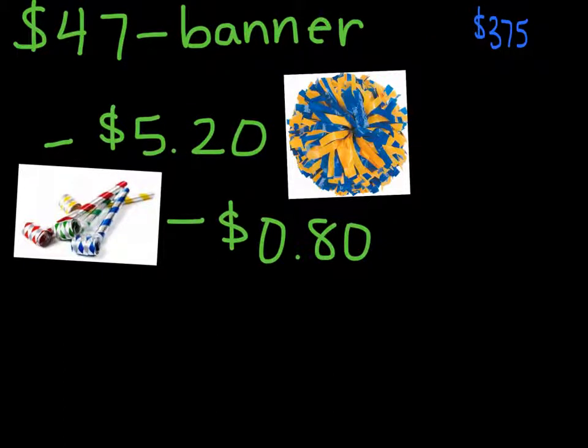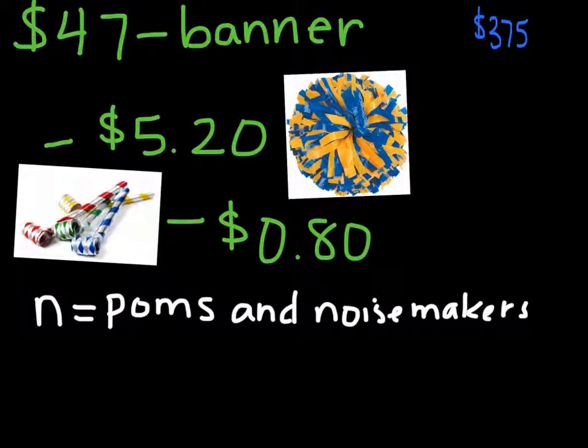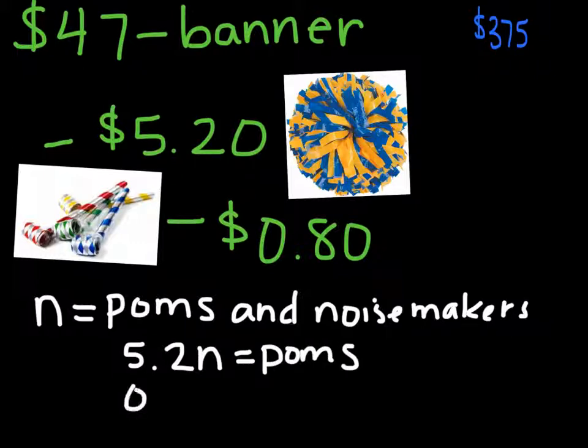We can write and solve an equation to calculate the number of pom-poms and noisemakers that the cheerleaders can afford to purchase on their budget. We'll start by letting n represent the number of poms and the number of noisemakers. Therefore, 5.2n will equal poms, and 0.8n will equal noisemakers.